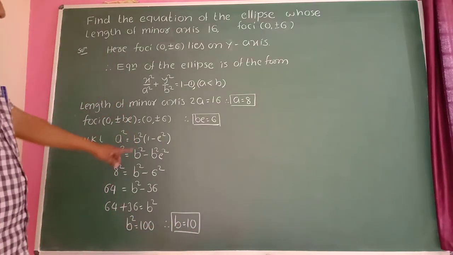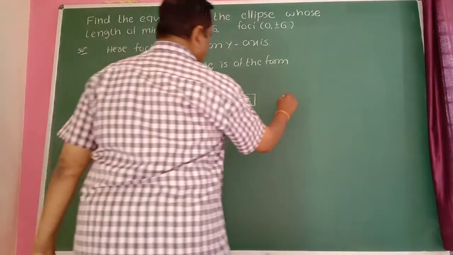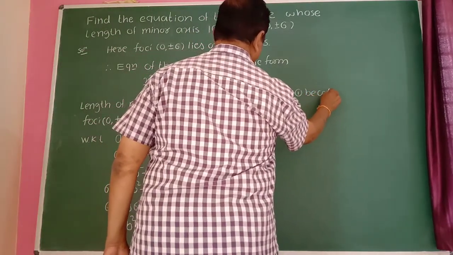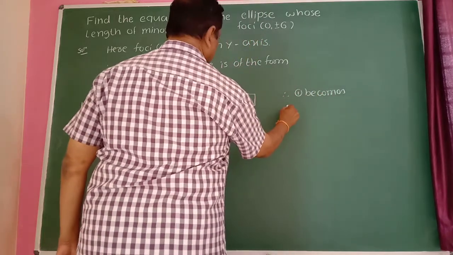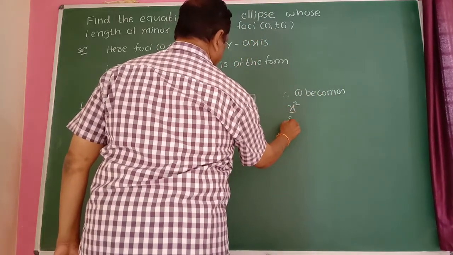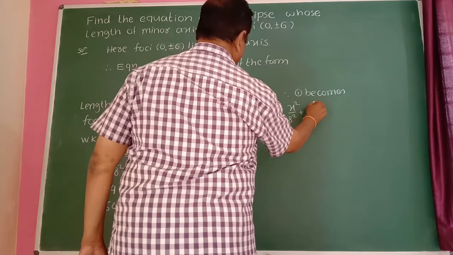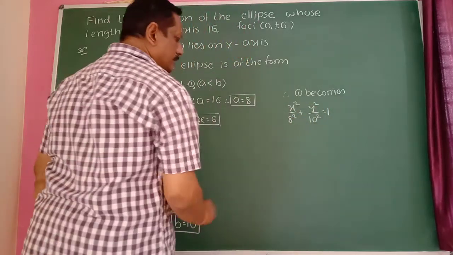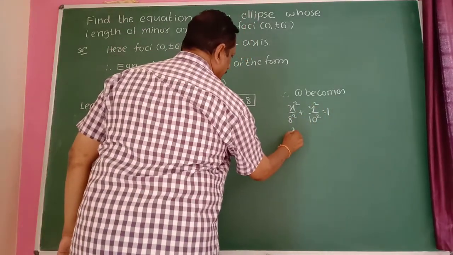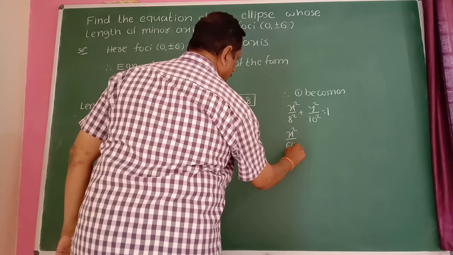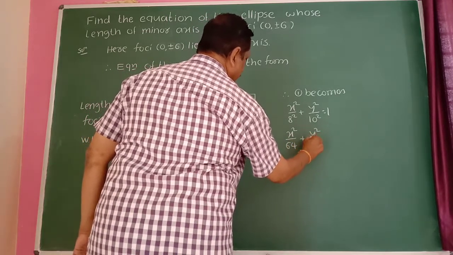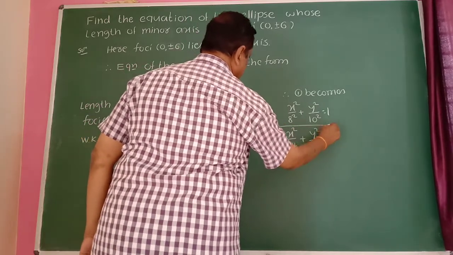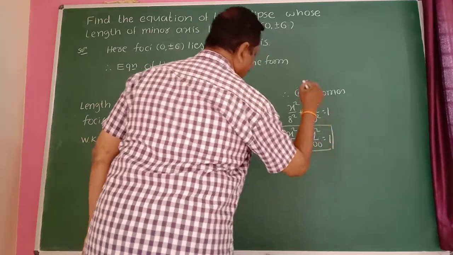So use in equation 1 here. Therefore equation 1 becomes x square divided by 8 square plus y square divided by 10 square is equal to 1 here. That is x square divided by 64 plus y square divided by 100 is equal to 1 here. So this is the equation of the ellipse.